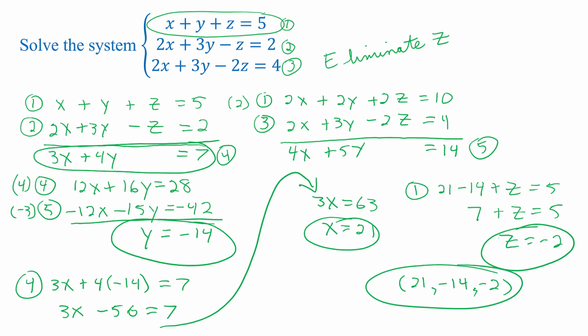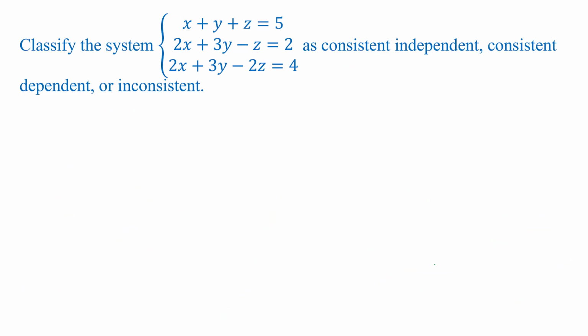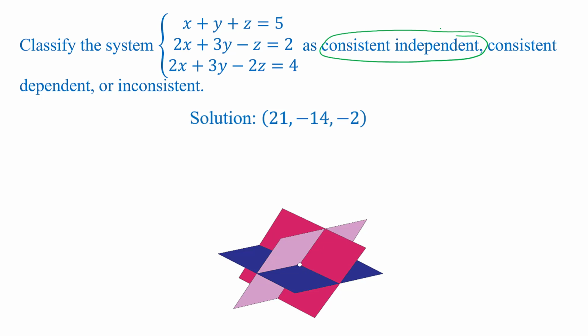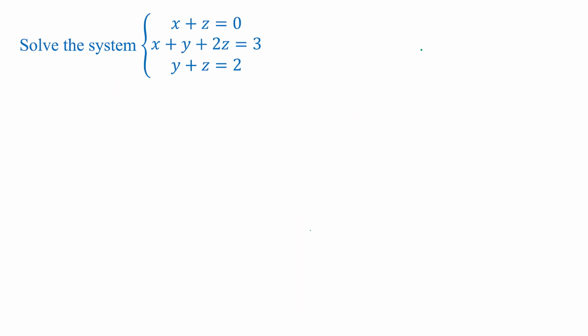And let's see what this solution means, or how do we classify the system according to this solution. Is the system consistent independent, consistent dependent, or inconsistent? Well, if we have at least one solution, we consider our system consistent, and if we have one single solution, we consider the system to be consistent independent. So that would be the choice here. What does that mean geometrically? Well, geometrically, this one solution, if we imagine three planes intersecting in exactly one point, that's what this one solution would mean geometrically.